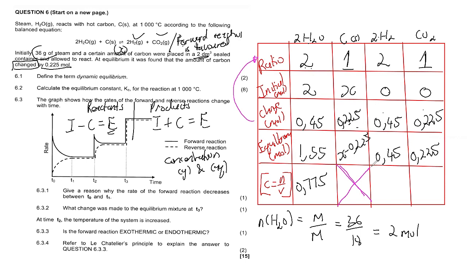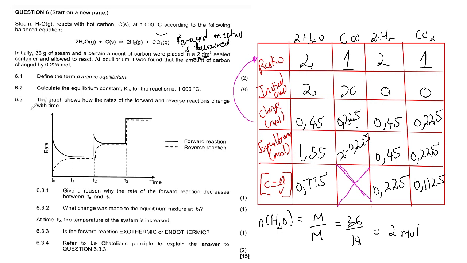0.45 divided by 2, we get 0.225, right? So that's 0.225. And then if we say 0.225 divided by 2 for the last block, this one here we have 0.1125. Now at this point, we can calculate our Kc, right?